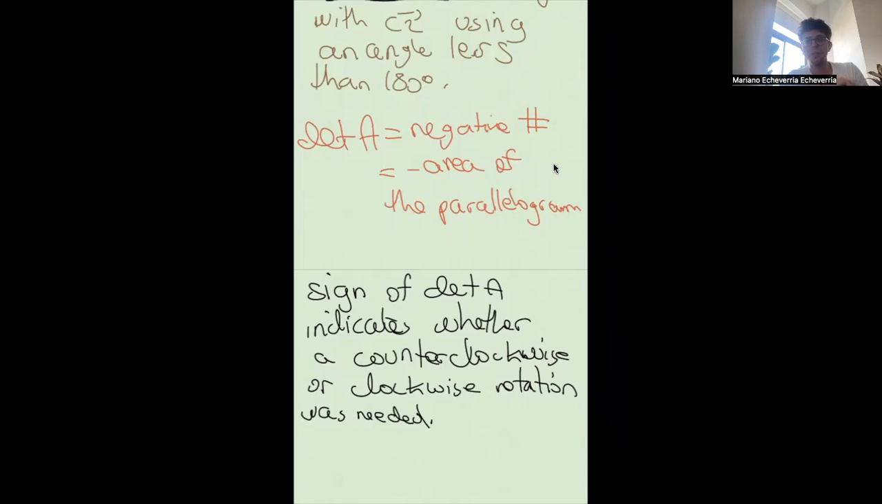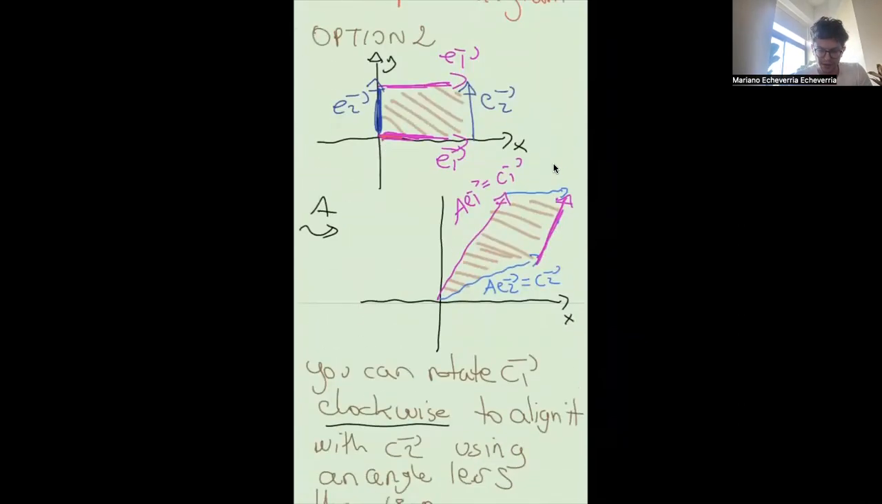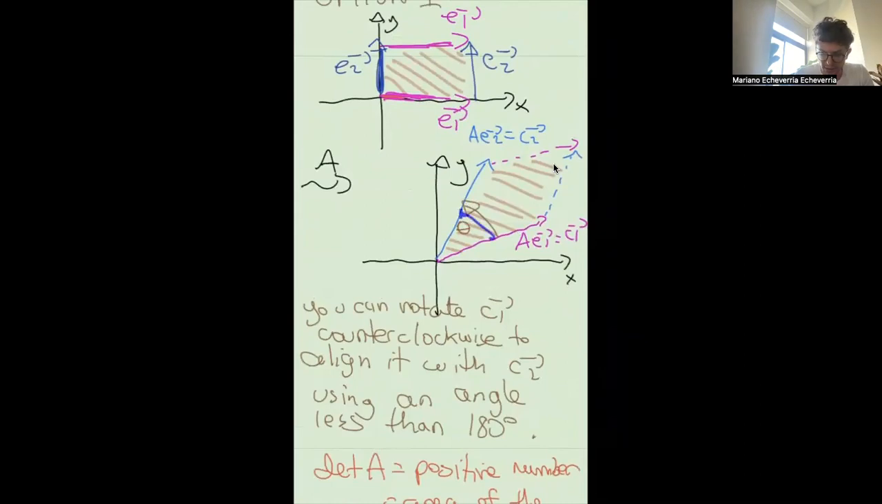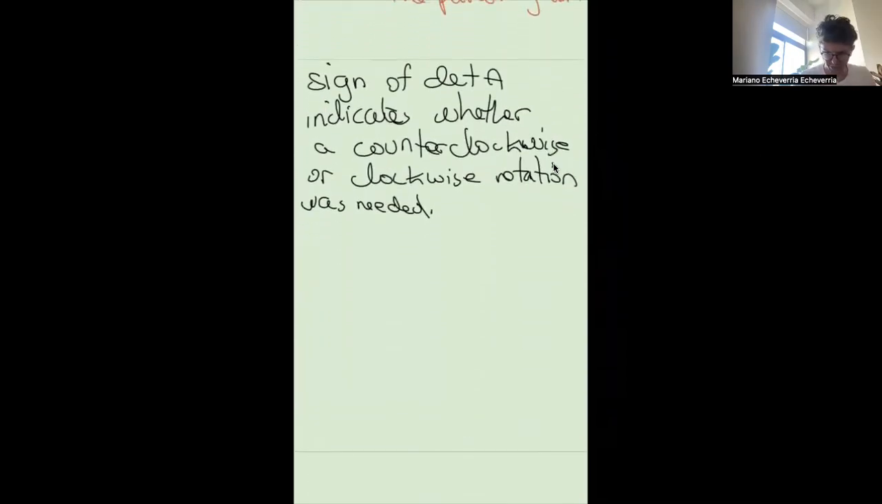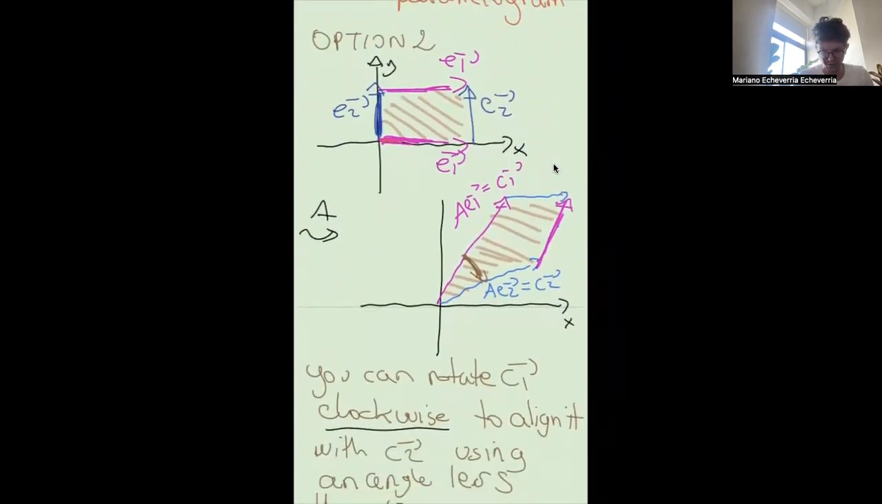And then finally, option 3. In option 1, the angle needed was counterclockwise. In option 2, the angle needed was clockwise. And in option 3, what happens is that the vectors collapse. So in option 3, let me draw the picture again.